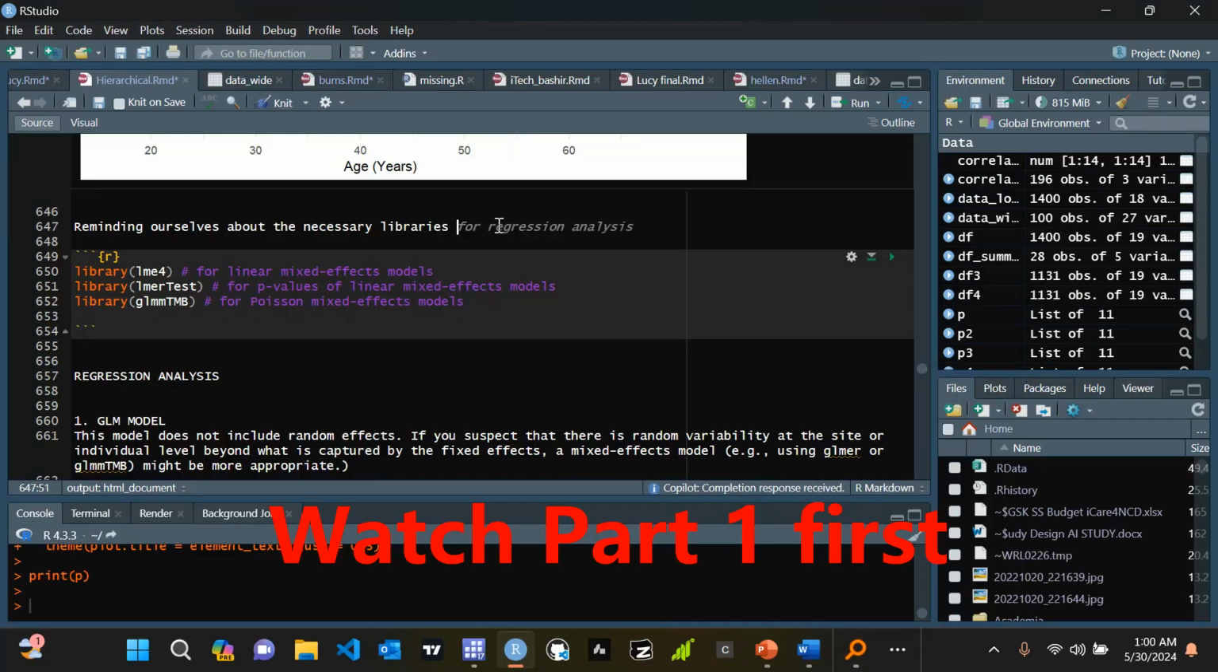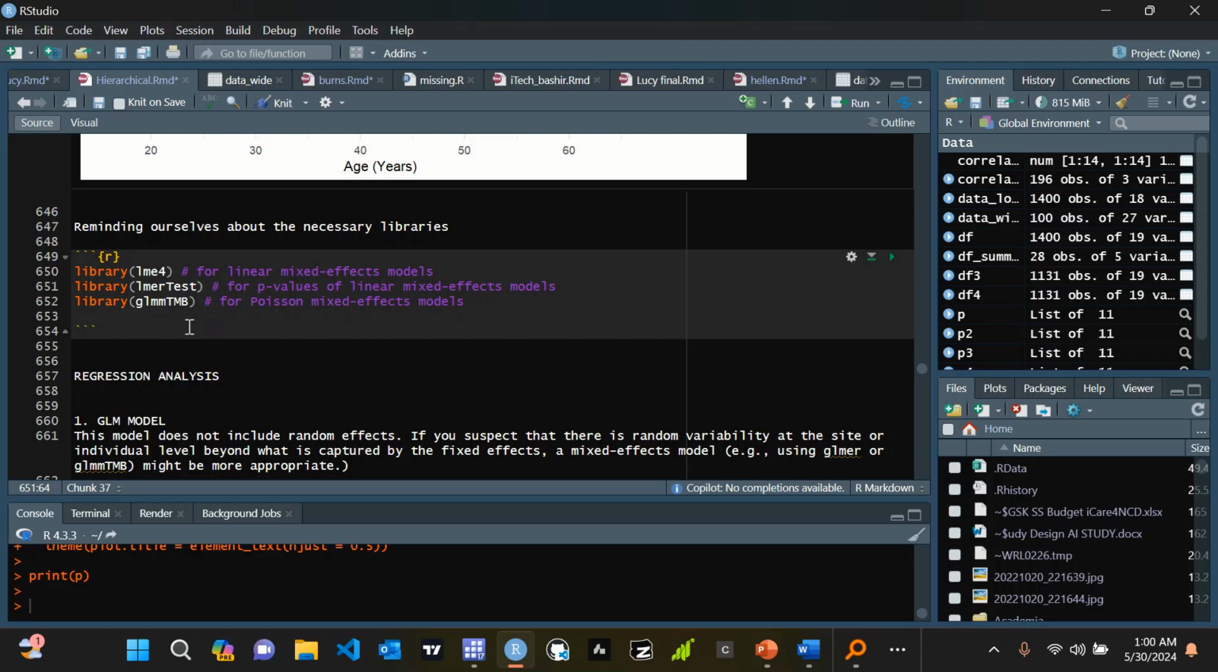Because this tutorial is about Poisson models, let's go ahead and deal with our count that has coughs. So we are going to load these libraries. We have included glmmTMB for the Poisson mixed effects model. So we go ahead and load these libraries.